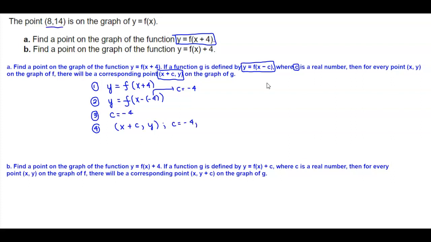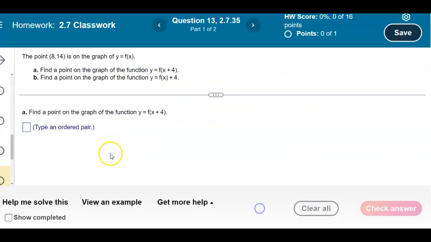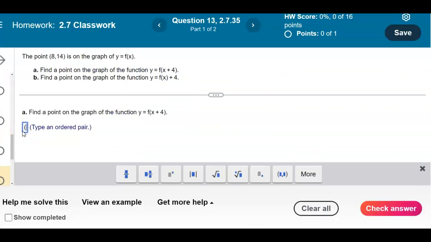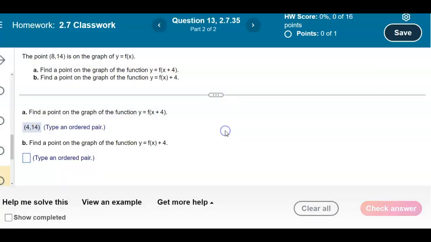If we look at the ordered pair up here, we know that x is equal to 8 and y is equal to 14. So we have 8, c is negative 4, and y is 14. Therefore, the new ordered pair with that shift is going to be (4, 14). Let's plug that in, type in the ordered pair 4, comma 14, check our answer, and there is our result.